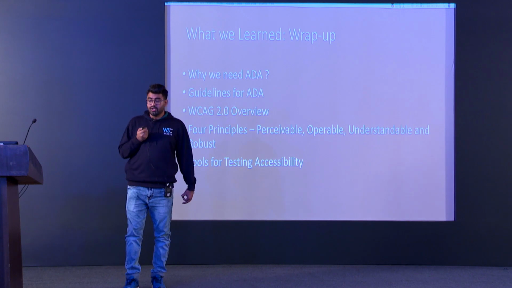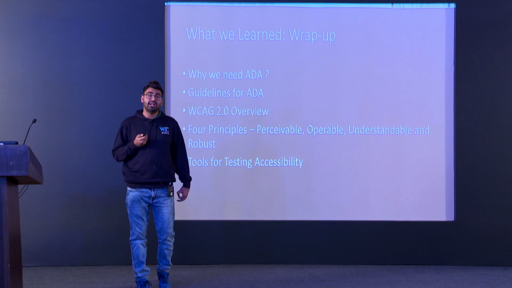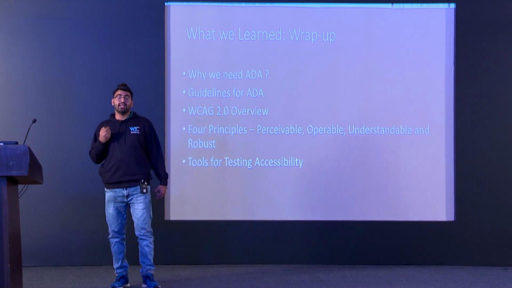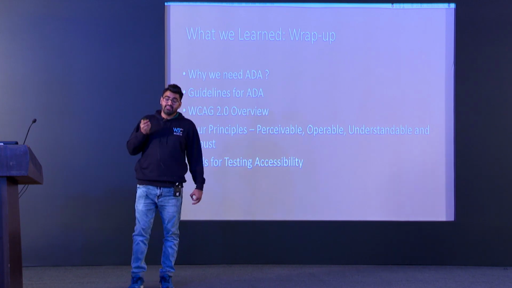We went through the 4 principles of WCAG 2.1, that is perceivable, operable, understandable, and robust, with certain success criteria along with their compliance levels. And then finally, we learned about tools for testing accessibility.